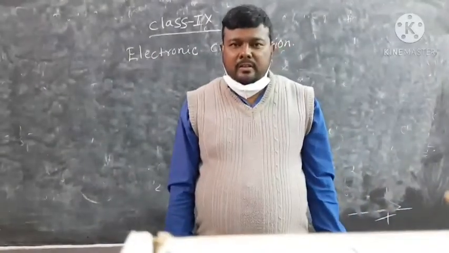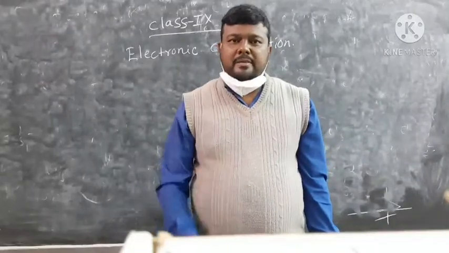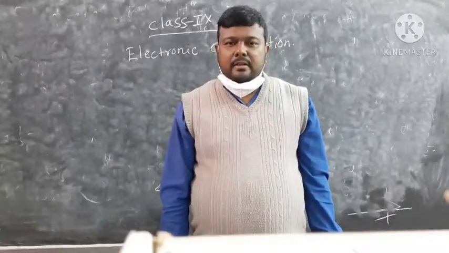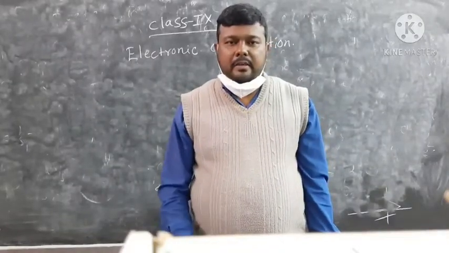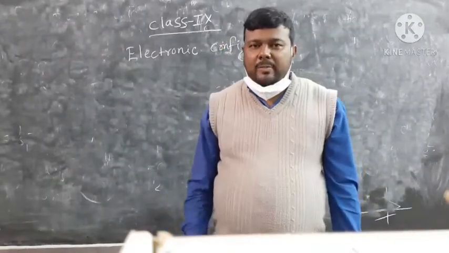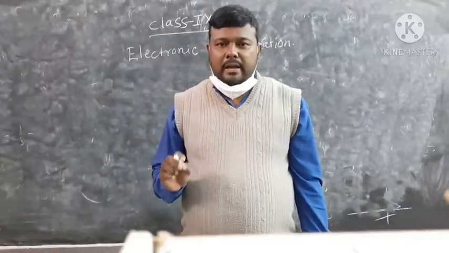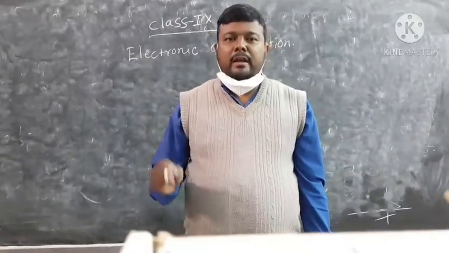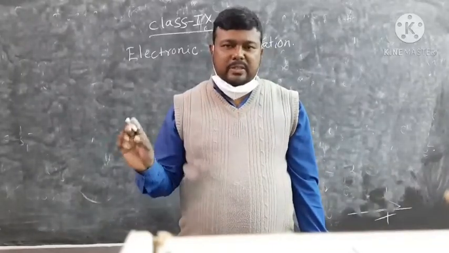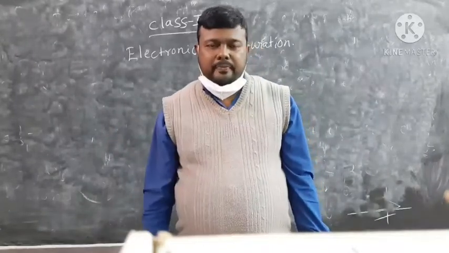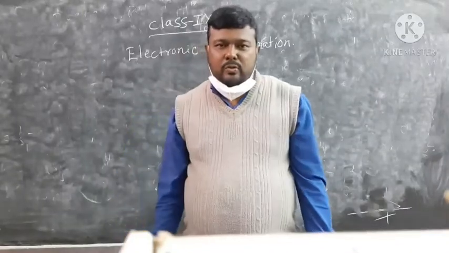Students, today I shall discuss the electronic configuration and the related terminology. First of all, you have read about Bohr's model of the atom. From there we can understand that inside the atom there are some permitted paths like the K cell, L cell, M cell, N cell, etc. And their capacity also we know.